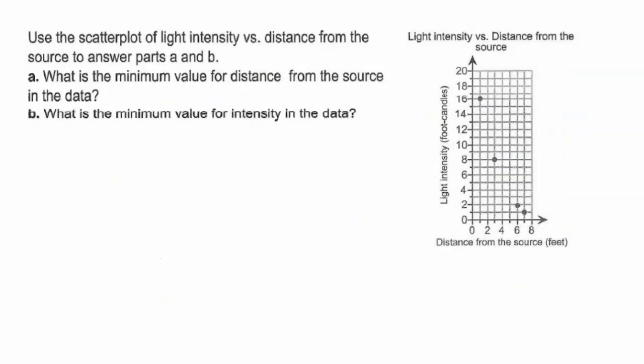Now, here comes a different graph. We have a scatter plot. We're going to talk about light intensity versus distance. But notice how the words change. What is the minimum value for distance? Here is the distance. It is my horizontal line. Question A is asking, what is the smallest x value?